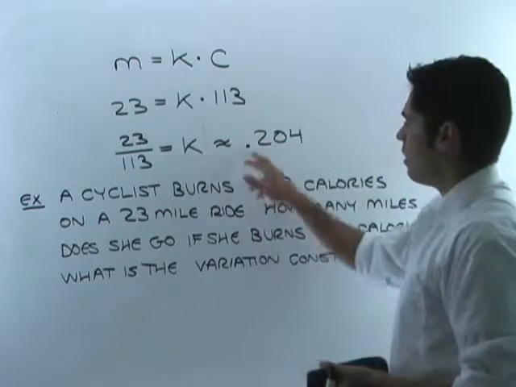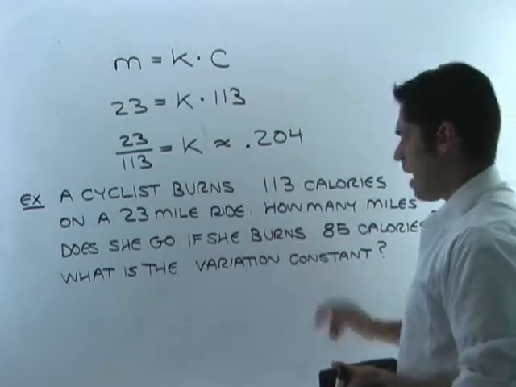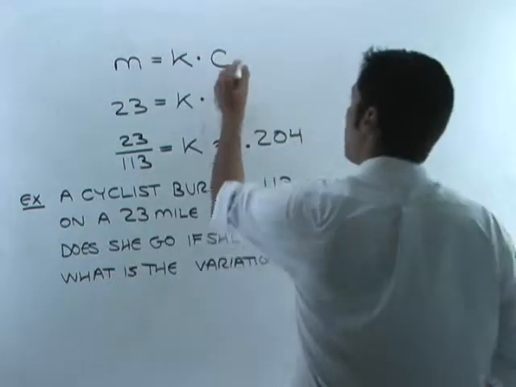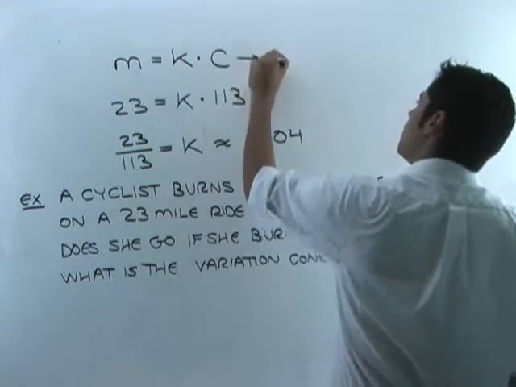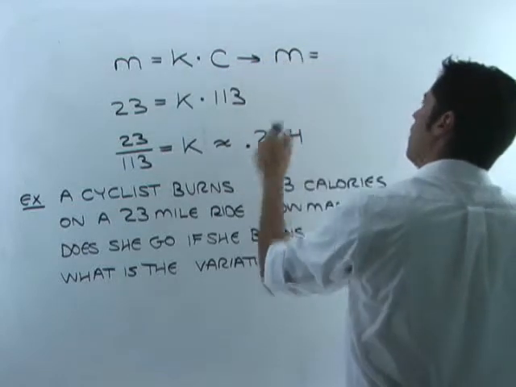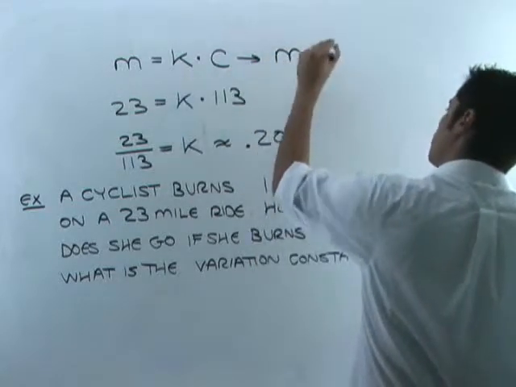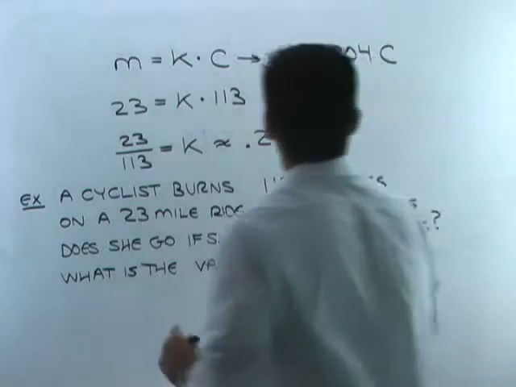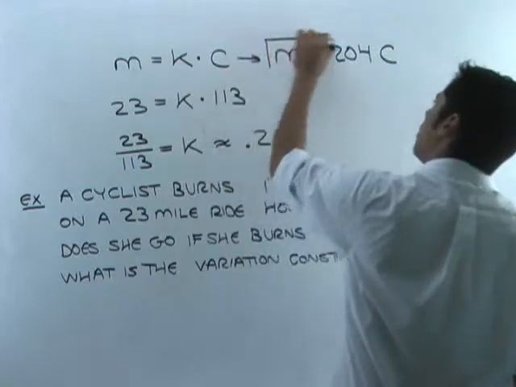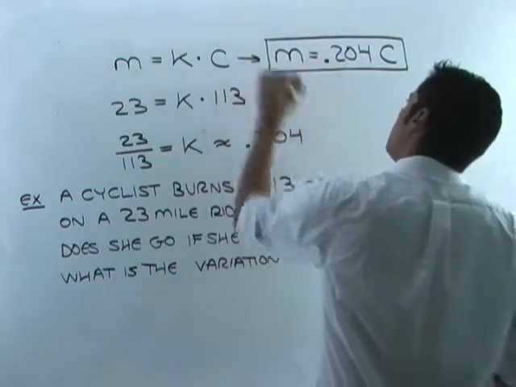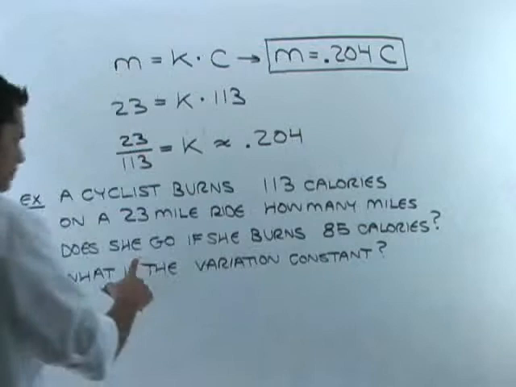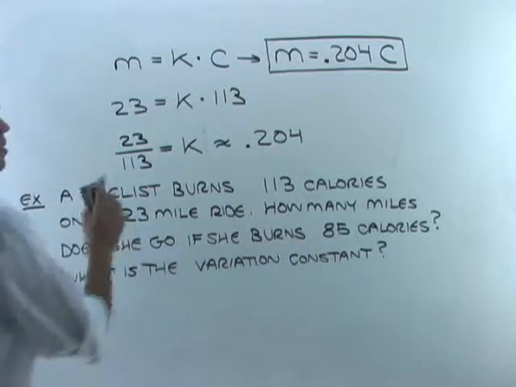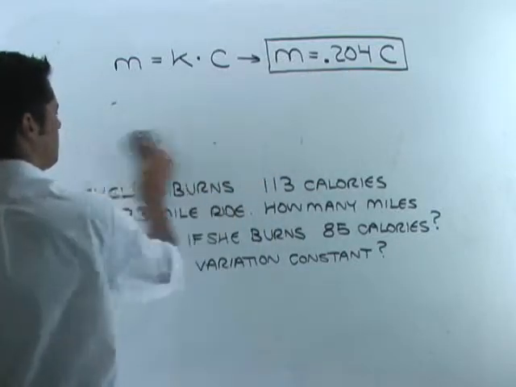And I'm going to use this to now answer the question of how many miles she goes if we're given the number of calories. So we can go back up to the original equation. We know that the miles that she'll go will be directly proportional. Here's our proportionality constant times the calories. So this will always hold true for this particular cyclist. Now what we know is that she's going to burn 85 calories, and we want to know how far she went. So I'm going to replace C with 85.